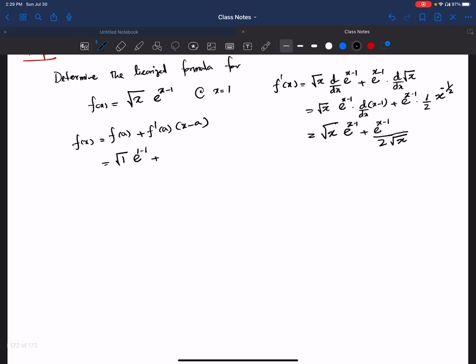So if we take e to the power x minus 1 out, we get square root of x plus 1 over 2 times x square root of x. So f prime of a is equal to e to the power 1 minus 1 times 1 plus 1 over 2 square root of 1. And then this is x minus 1.